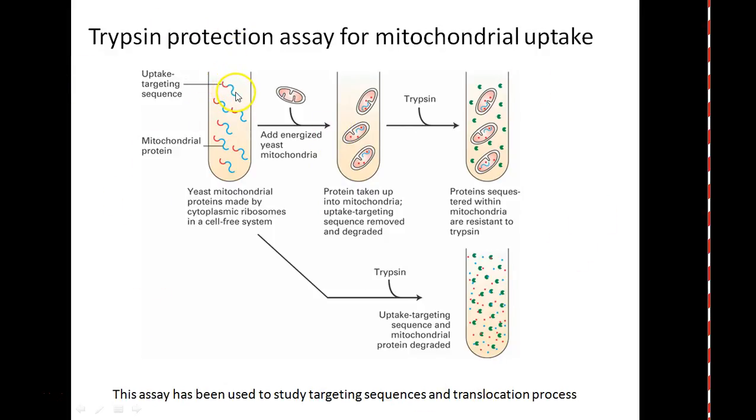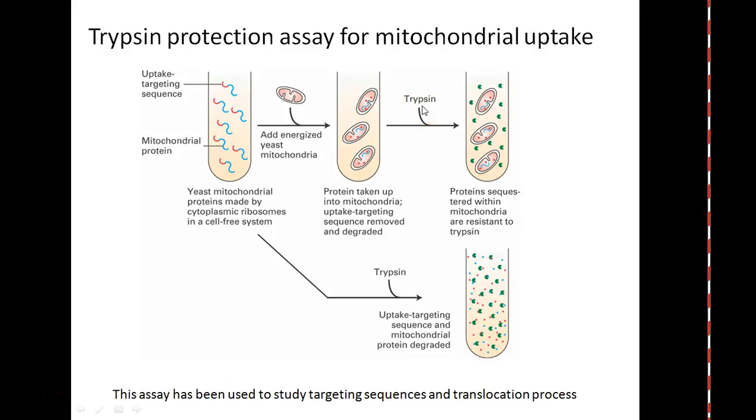Here we have our mitochondrial protein, which can be expressed, for example, in yeast cells. So it can be expressed and purified. Here we have the protein and the uptake targeting sequence shown in red. And we can also purify entire mitochondria from cells. In this experiment, we are taking the purified proteins and the purified mitochondria, mixing both together in this test tube, incubating for some time, and then adding trypsin.